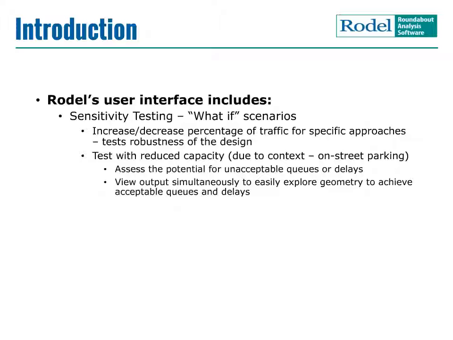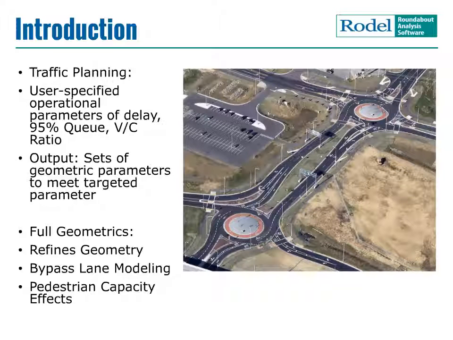And this is completed with the user interface, which allows you to view the input and the output simultaneously. It has 2 primary modes: a traffic planning mode, which allows the user to specify a target parameter such as delay or a queue or your VC ratio, and then it will give you sets of geometric parameters to meet that targeted user specified parameter, which I used to use a lot when I was an early user of Rodel, and as you get more comfortable with it, I find myself using it less.